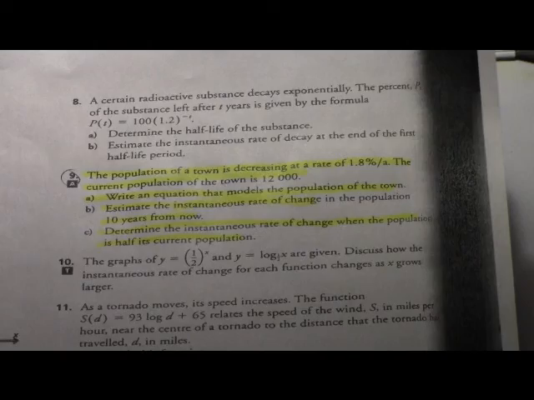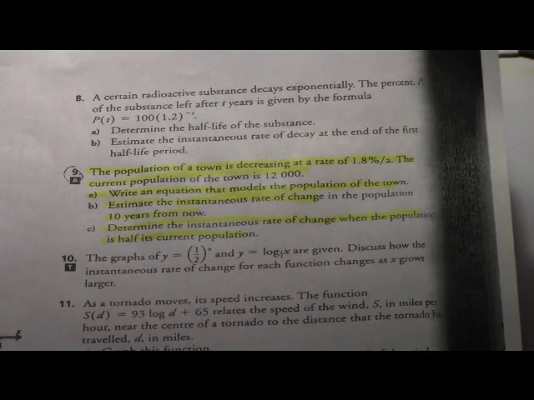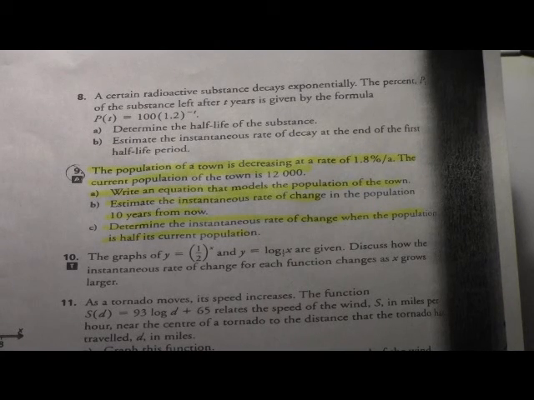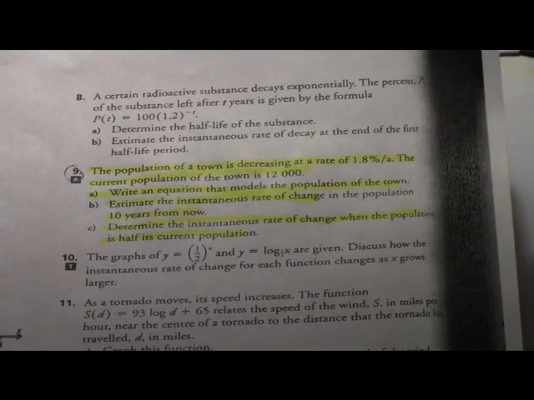Okay, so our question has a part A, B, and C to it. The question states that the population of a town is decreasing at a rate of 1.8% annually. The current population of the town is 12,000. Part A says write an equation that models the population of the town. So that's our first step.